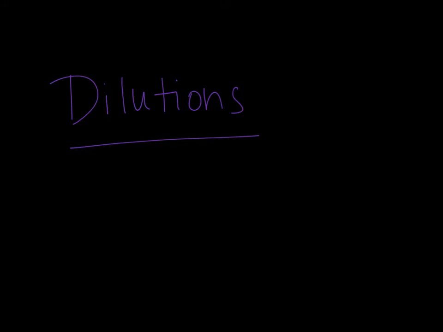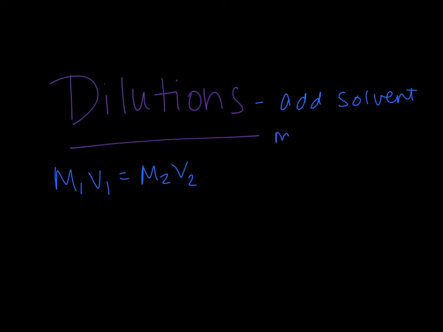least understand what's happening. The dilution equation is M1 V1 is equal to M2 V2. And basically what a dilution is, hopefully you know this, is when you add solvent, and so you're making a solution less concentrated. Sometimes people would say you're making it dilute. So like if you take concentrated frozen orange juice and you put it in a pitcher and you add a bunch of water to it, you're diluting the orange juice.